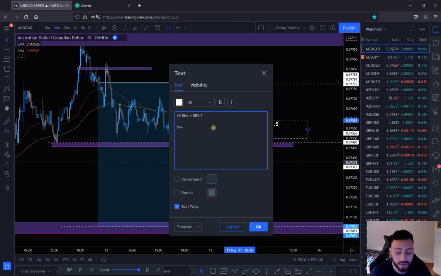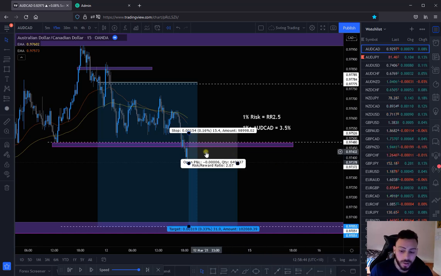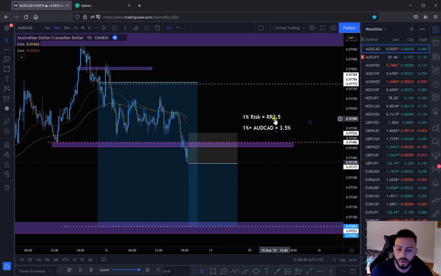So naturally speaking, this whole position of AED CAD, I'm up about 3.5%. That's what my position looks like. So when I scale in, I don't need to risk 1%. I can risk 3% because I'm already up 3.5, but what that means is that my whole position I can only really make 0.5.